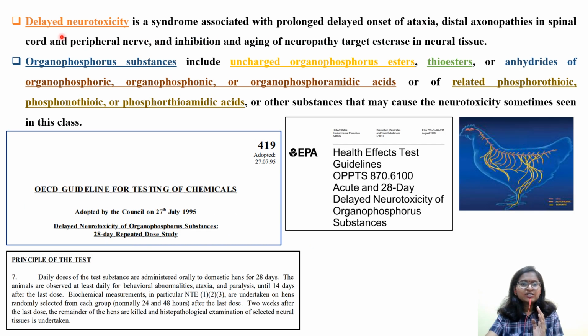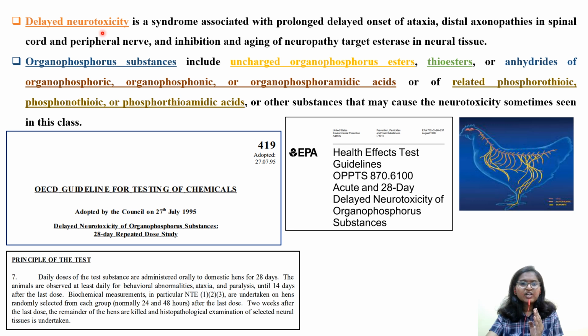So let us understand what is delayed neurotoxicity. Delayed neurotoxicity is a syndrome associated with prolonged delayed onset of ataxia, distal axonopathies in the spinal cord and peripheral nerve, and inhibition and aging of neuropathy target esterase in neural tissue. This is very important: NTE, that is neuropathy target esterase. Throughout this video you will come across this term NTE.